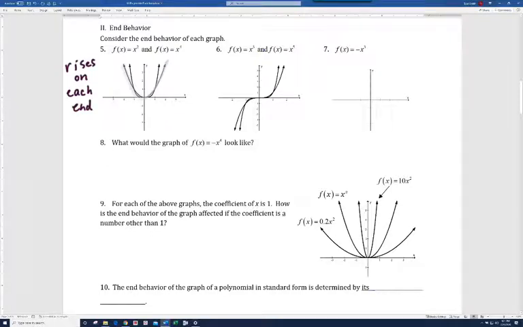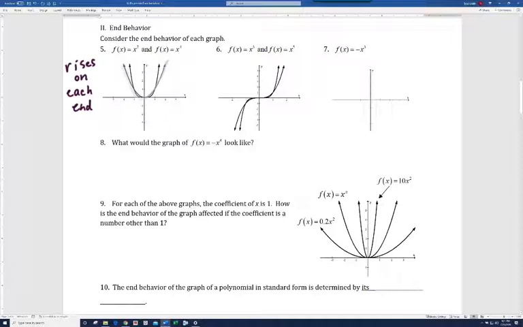On number 6, I've graphed f of x equals x cubed, which I call the John Travolta function. If you haven't seen John Travolta in Saturday Night Fever, you've got to see this dance. That's why I call it the John Travolta. Let me go ahead and get rid of that real quick. And then I want you to notice I've also graphed f of x equals x to the fifth.